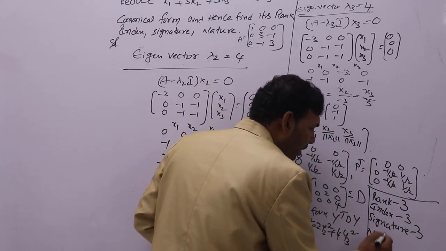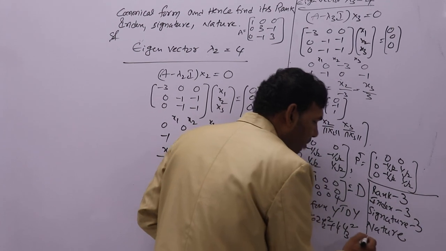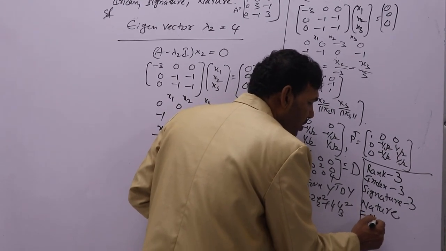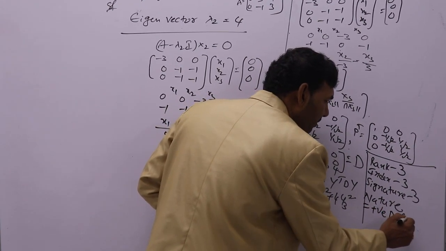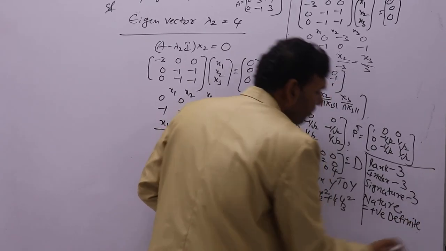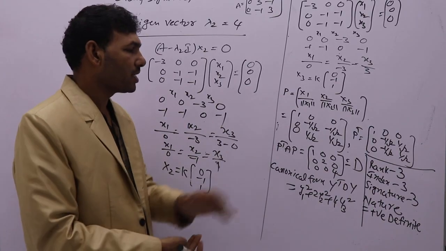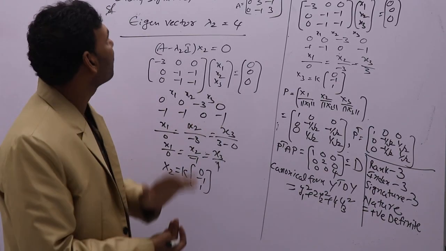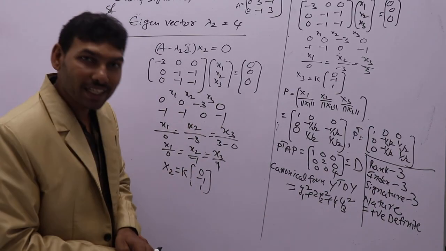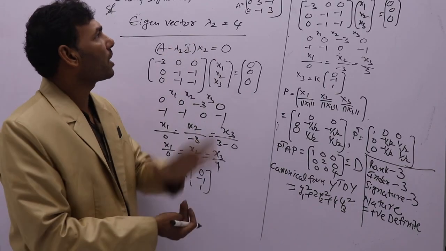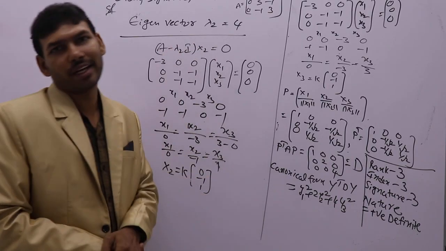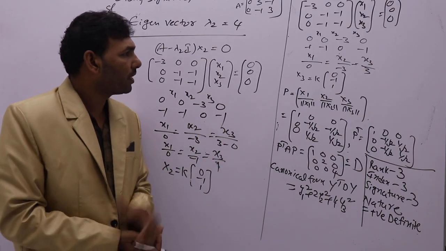Nature: all eigenvalues are positive. So positive definite, you will have positive definite nature. Rank 3, index 3, signature 3. Nature is positive definite. This is the way of finding rank, index, signature for a given quadratic form after reducing to canonical form. Are you clear? Any doubts you can ask.